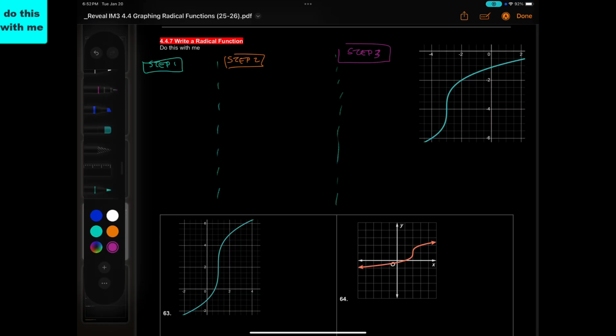Hey guys, let's go over 4.47, write a radical function. Step number 1, we need to identify the index. Okay, so we have a generic equation for cube roots. It's going to be g of x or y equals a times the cube root of x minus h plus k.